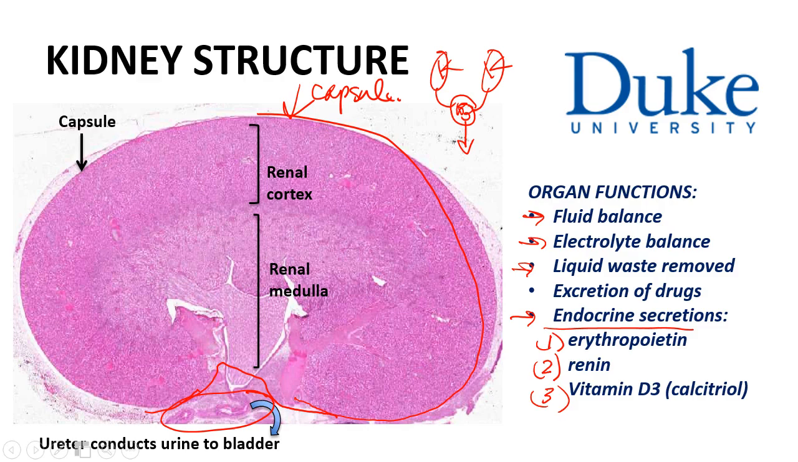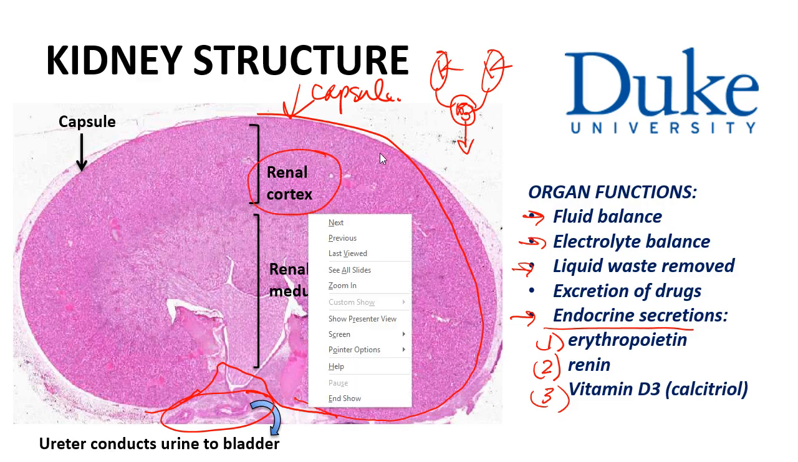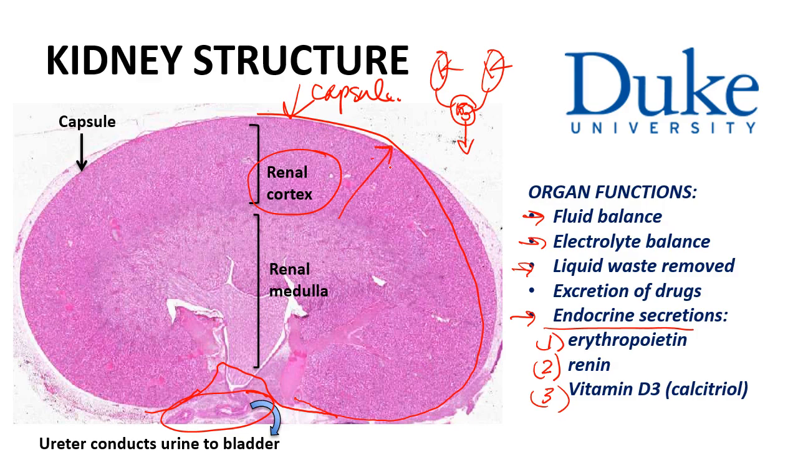Within the kidney structure itself, the organ can be divided into two zones. There's the renal cortex, which is the outermost area, and this is shown here. And then an innermost area, which is towards the center of the organ, and this is called the medulla. So we have a cortex and a medulla structure.